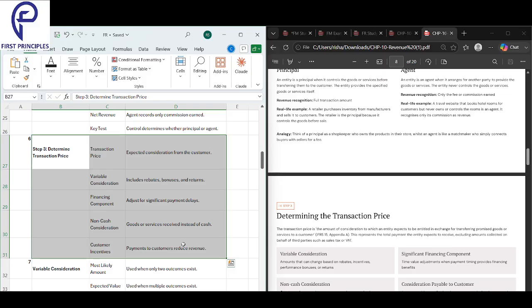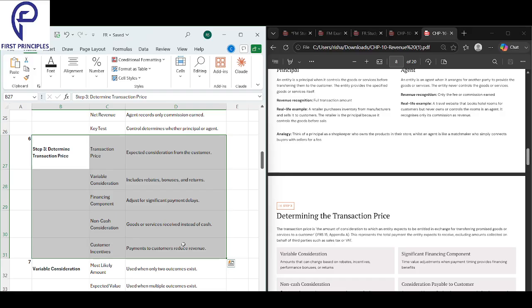Let's see what we mean by the transaction price in the most simplistic sense. Transaction price is nothing but the total amount you expect to collect from the customer. How much should the customer pay you for the service that you've given him? The total amount that you expect to collect from the customer is called the transaction price. Okay, very important.